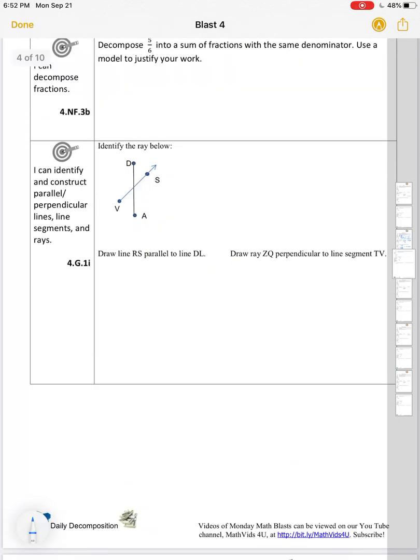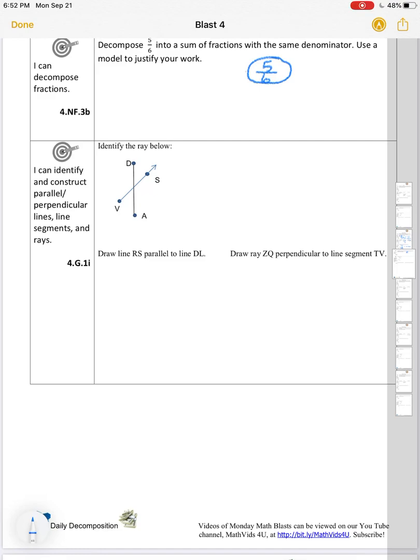On the back side here, decompose 5/6 into a sum of fractions with the same denominator. Use a model to justify your work. So I'm going to use a number bond here. I'm going to start with 5/6. And I want to decompose that. That means break it apart into a sum of fractions. So fractions that I can add together. They all have the same denominator.